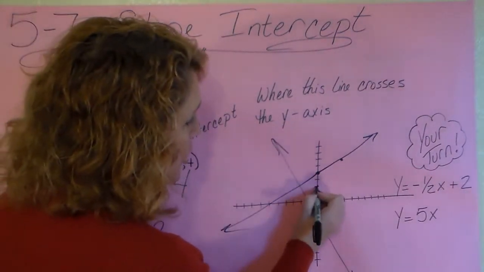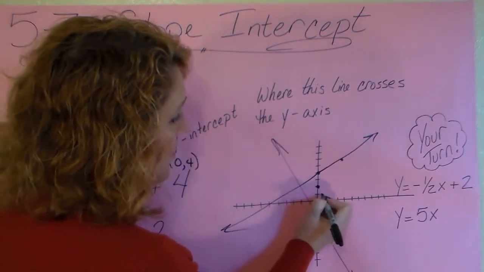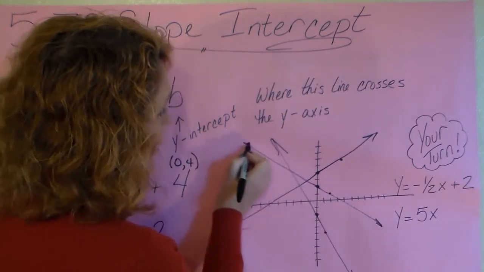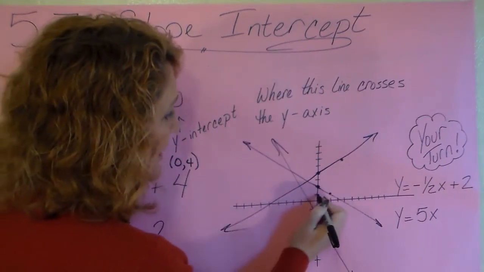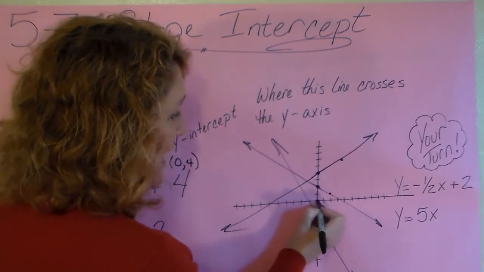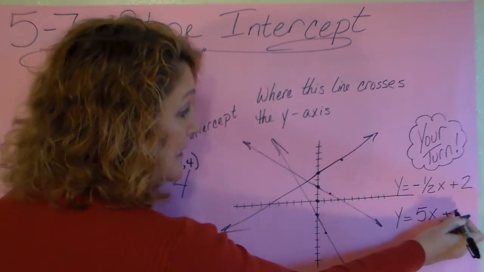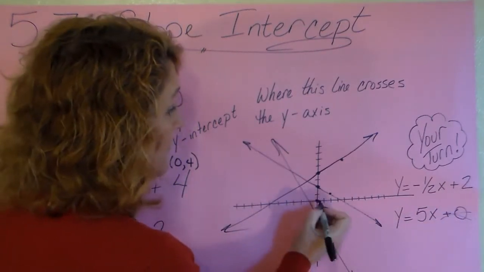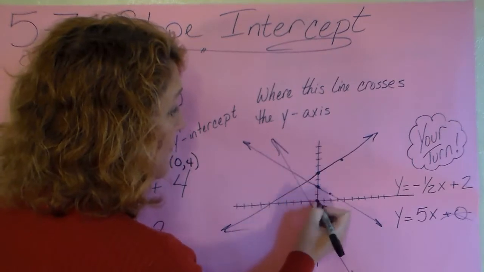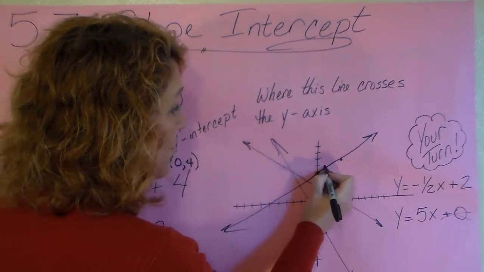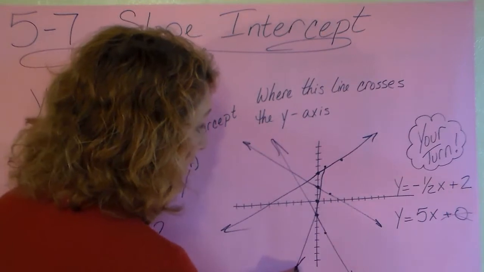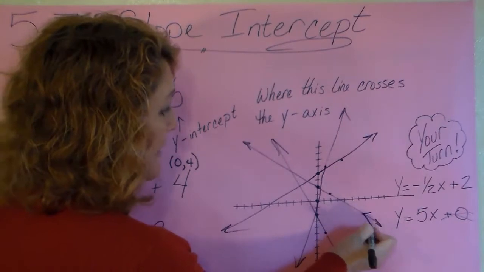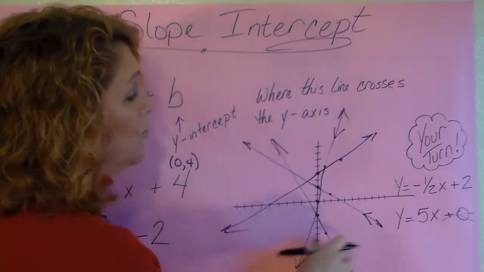So we're going to start at 2, and we're going to go down 1 and over 2. So your first line should look like that, and your second line should start at 0, because this is really plus 0, because we don't have to write that. Starts at 0, and it goes up 5, 1, 2, 3, 4, 5, and over 1. And this line, if I could draw a straight line, works like that. You should have that line and that line written on your graph.